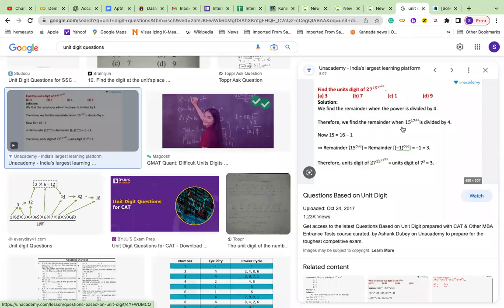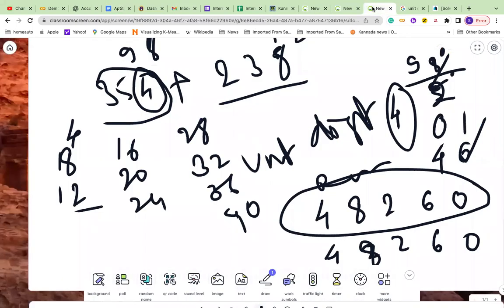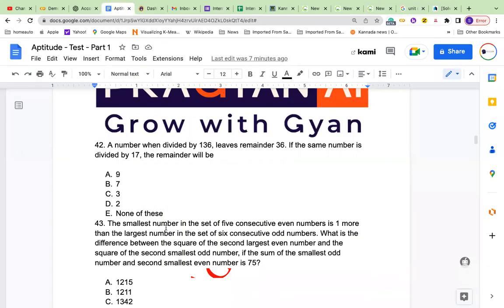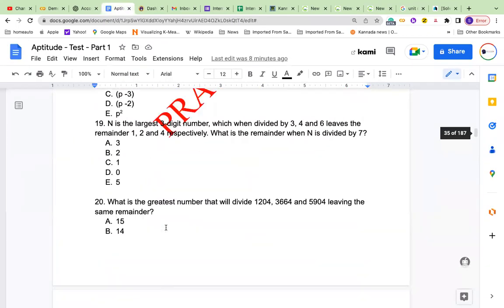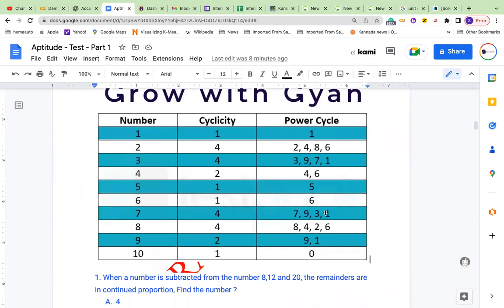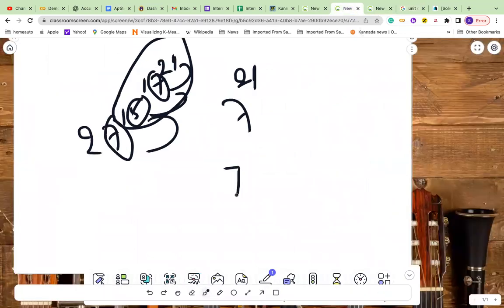Find the remainder in the power. Where is that answer? What is the answer here? The 7 cycle. What is the 7 cycle? The 7 cycle is 7, 9, 3, and 1. So I should be getting 7, 3, 9, and 1. And one more thing: no need to resolve it also.